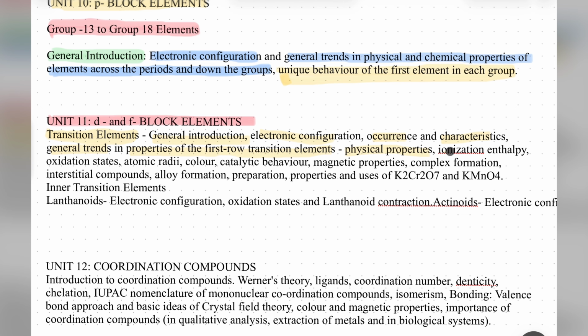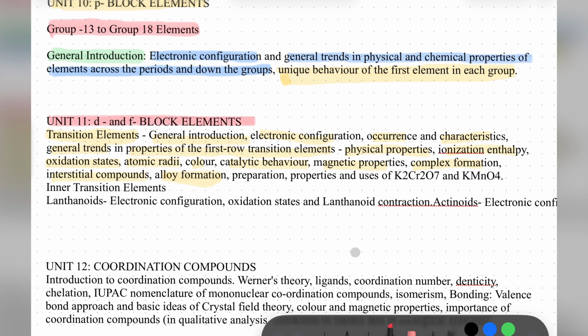And physical properties: ionization enthalpy, oxidation states, atomic radius, color properties, catalytic behavior, magnetic properties. These are your transition properties, and complex formation. These transition properties go up to interstitial compounds. Oxidation states, atomic radius, color properties, catalytic behavior, magnetic properties, complex compounds, interstitial compounds, and formation of complex compounds. Everything is there, and alloy formation also. All transition properties are there. And see, preparation is also there, very important.